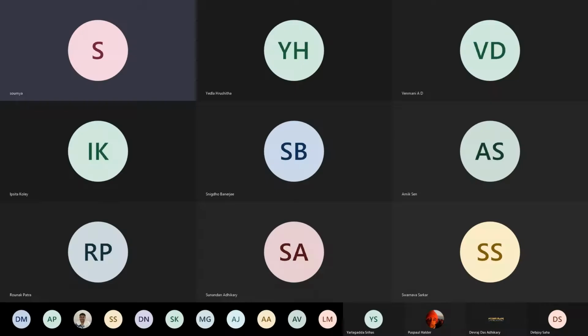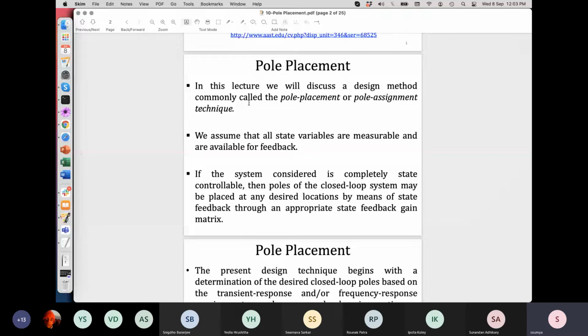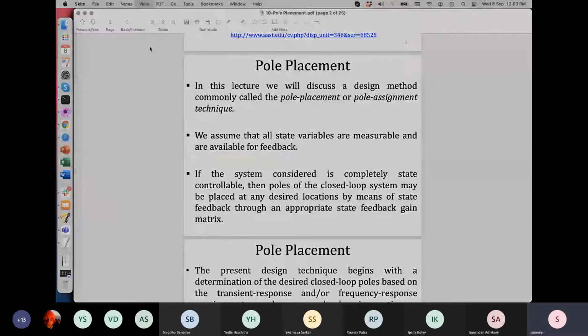Methods available in MATLAB also include the pole placement based method for control design, right? So we'll just begin with this.